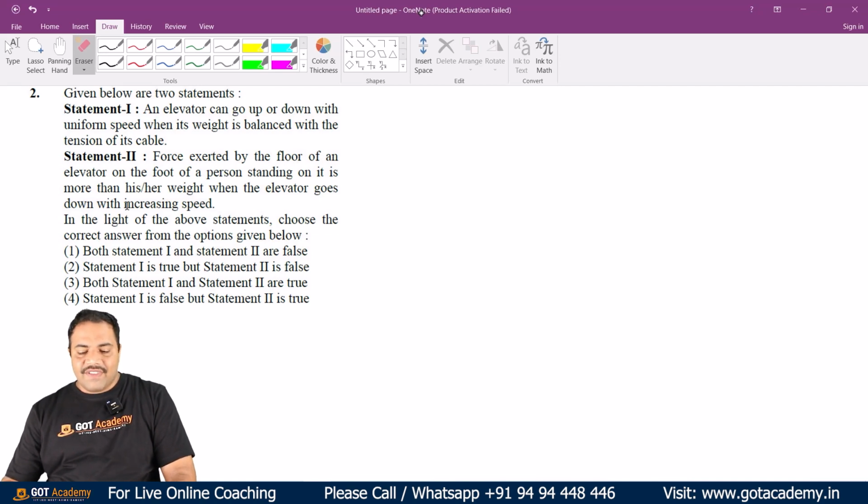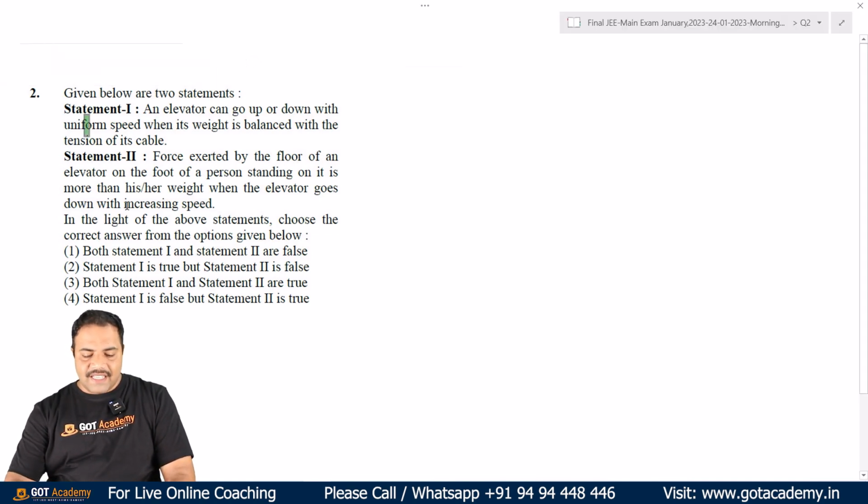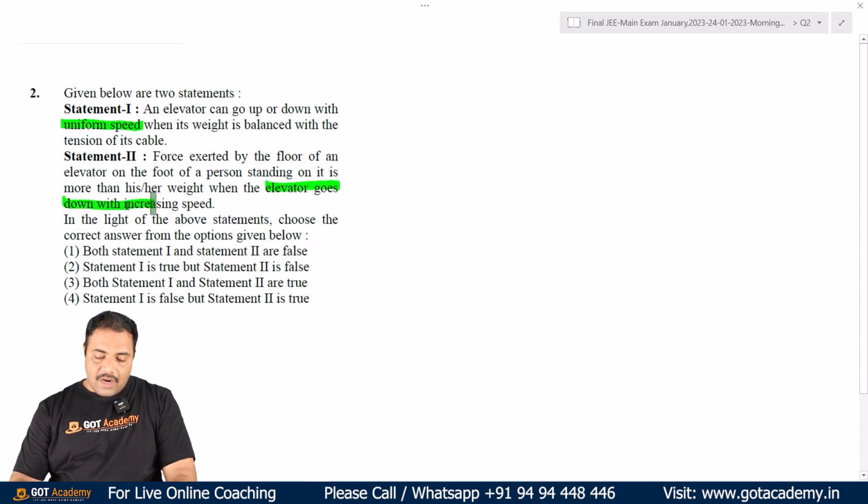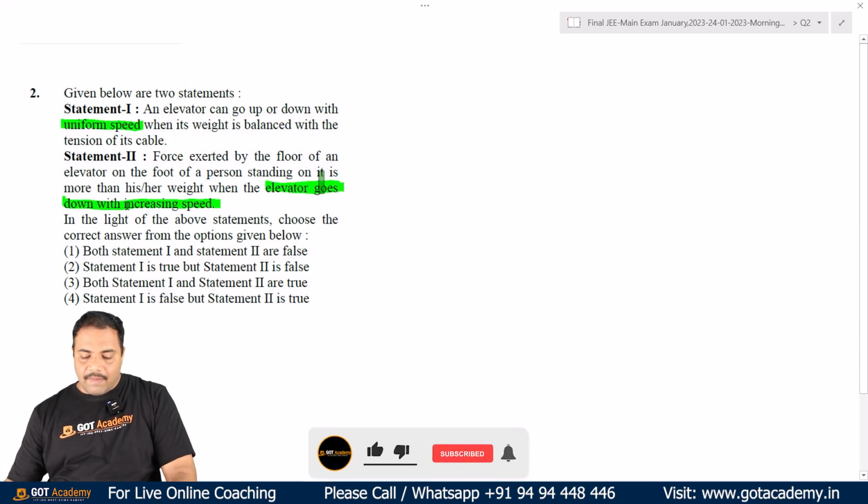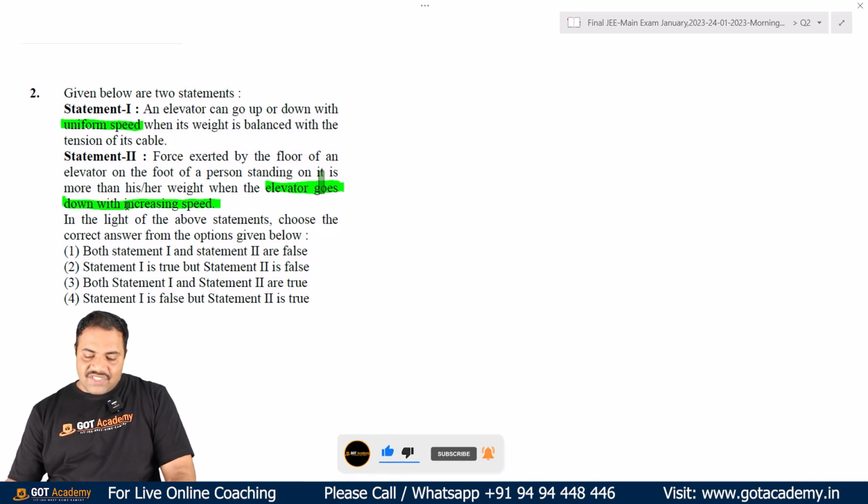Whenever there is a uniform speed or uniform motion, the acceleration is equal to 0. In the second case, the elevator goes up or down with increasing speed. We have to highlight this. Elevator goes up or down with increasing speed. So, these are the two things which we have to remember. So, what he is asking is, choose the correct statement.